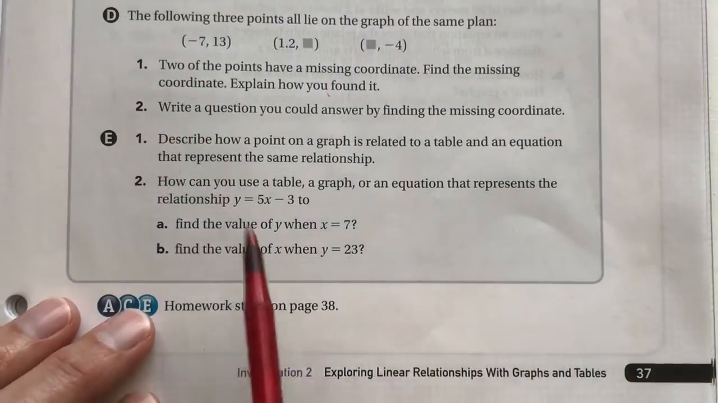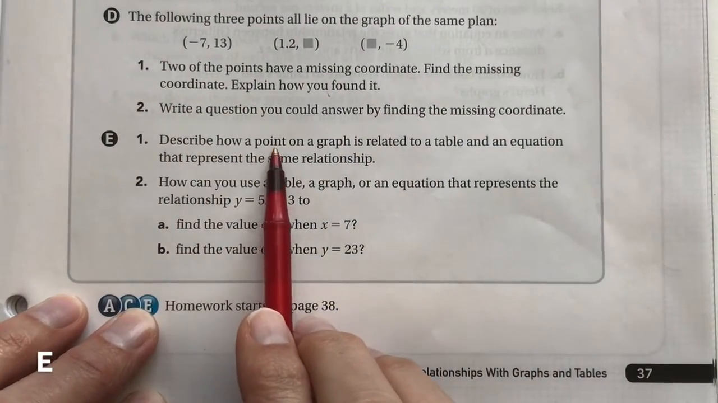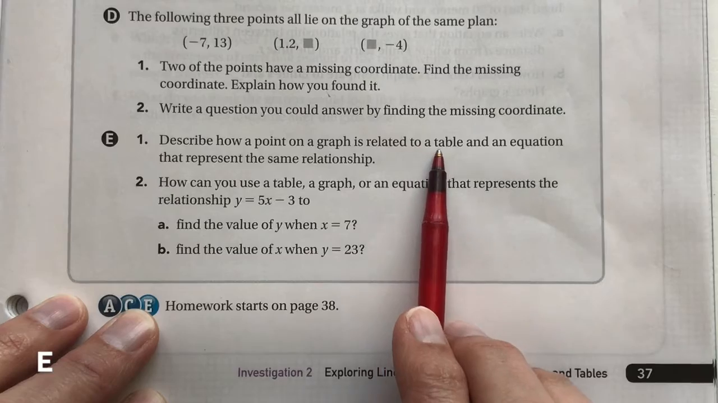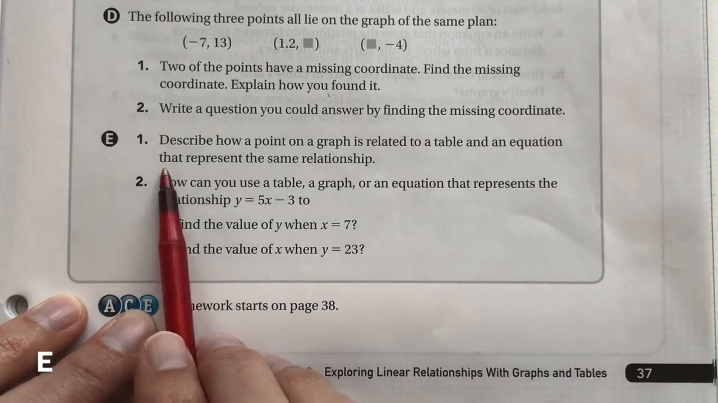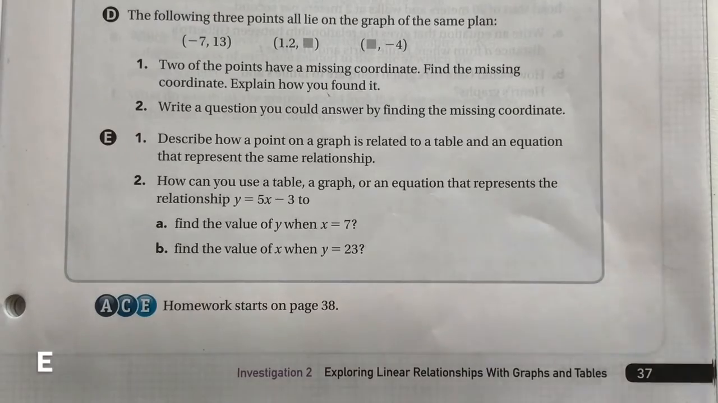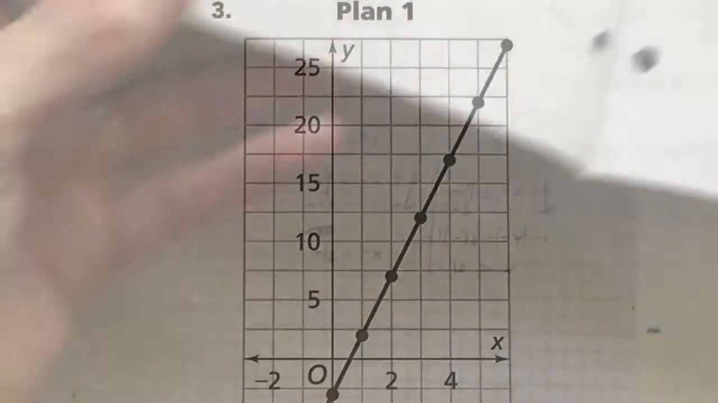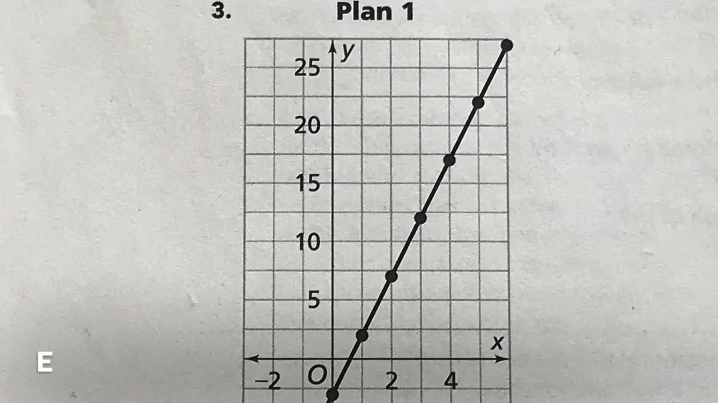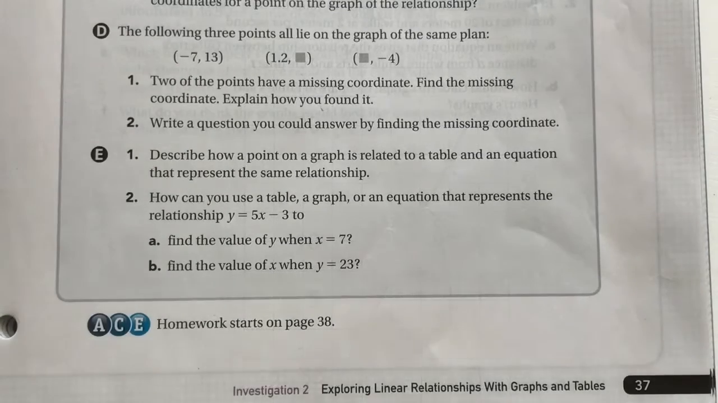All right, part E. Describe how a point on a graph is related to a table and an equation that represent the same relationship. Okay, so a point on a graph and the table and the equation. So if you remember, we calculated the points from the data table based on the equation. When you plot all those points, it forms this graph. All right.